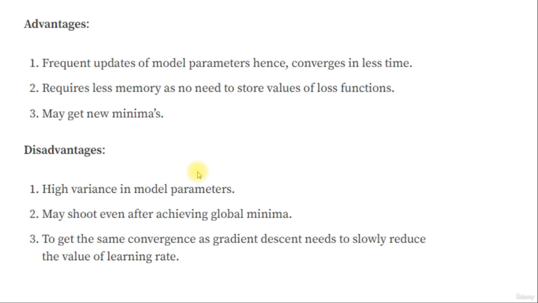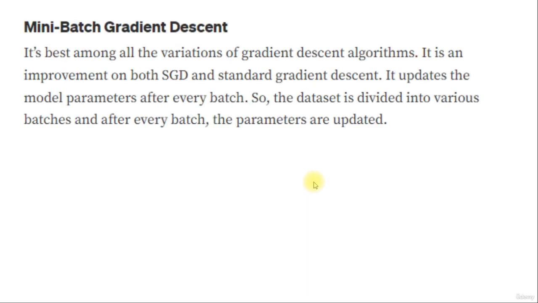Now the disadvantages: there is high variance in model parameters because you are constantly updating the parameters after every data point. So that's the reason, and it may shoot even after achieving the global minima, because it will still see the next data point and update the parameters. Now to get the same convergence as gradient descent, it needs to slowly reduce the value of the learning rate.